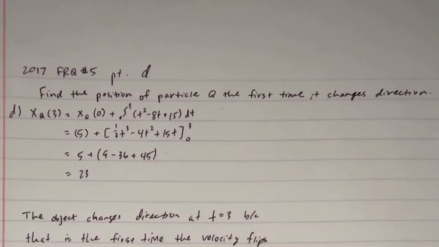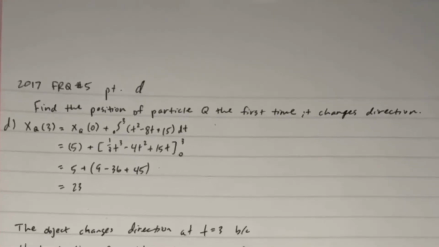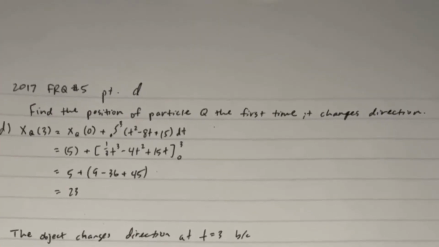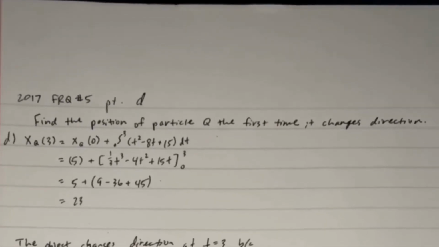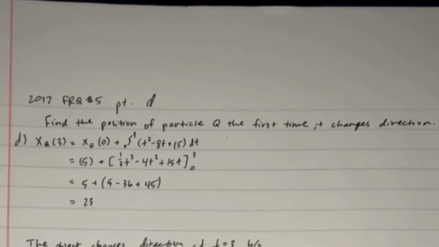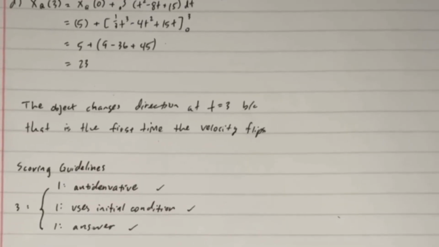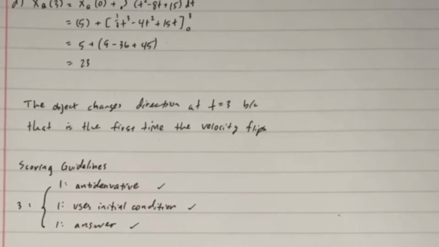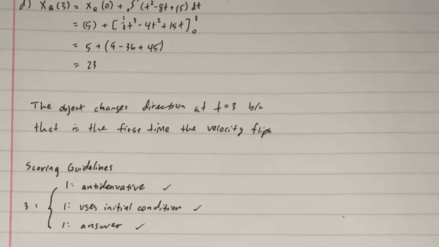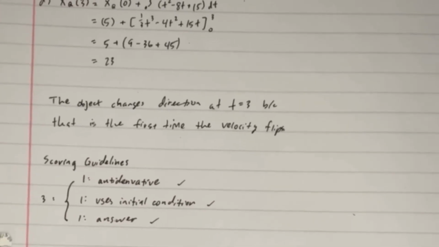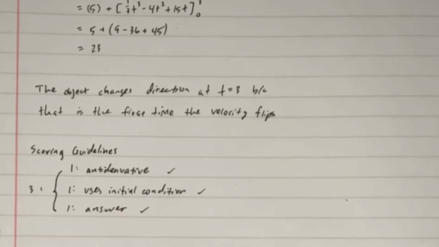So for part D, we find the position of particle Q the first time it changes direction. We can plug 3 in for t into the equation, take the integral, sub in xq of 0 for 5, solve the equation, and it comes out to 23, so the object changes direction at t equals 3 because that's the first time the velocity flips. So I took the antiderivative for the scoring guidelines, used the initial condition, and the answer is correct, so this would be the correct solution.